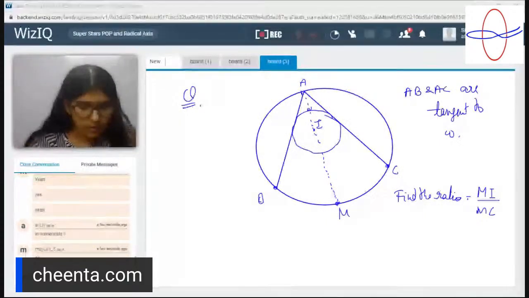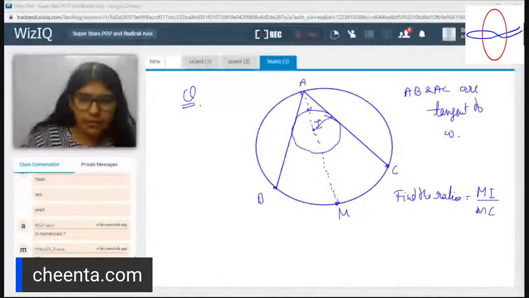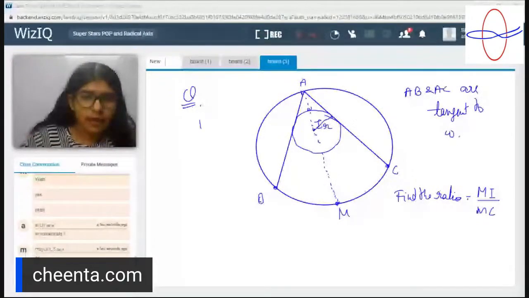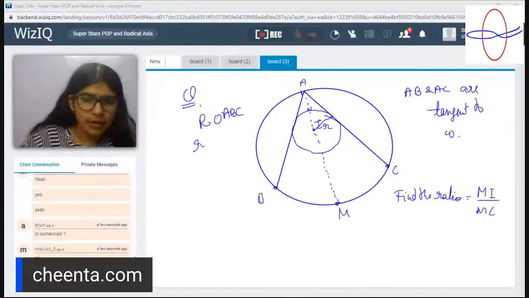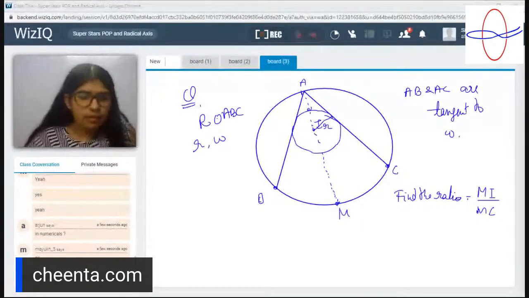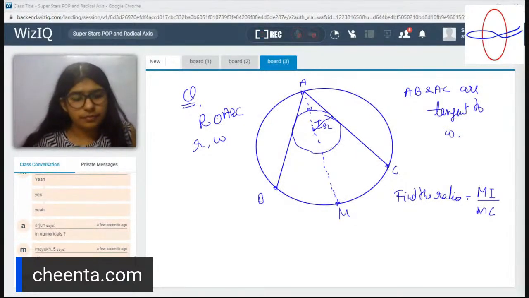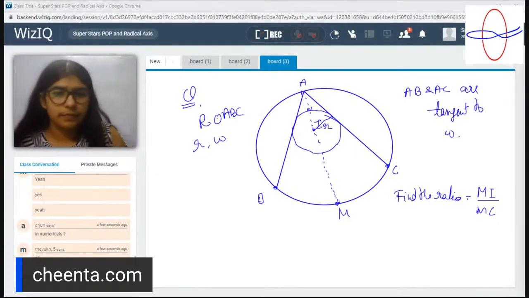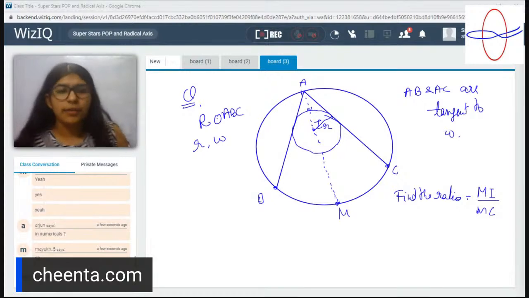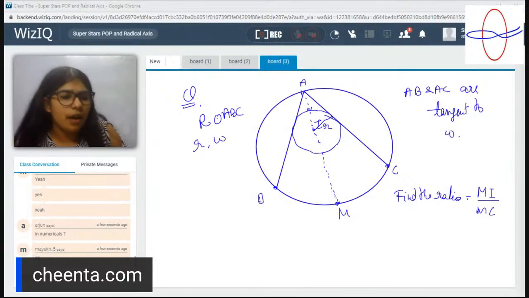In numericals, you have the radii. This is R for circle ABC, and r for omega. It won't be exact numericals, but it will be in terms of R and r and distances.